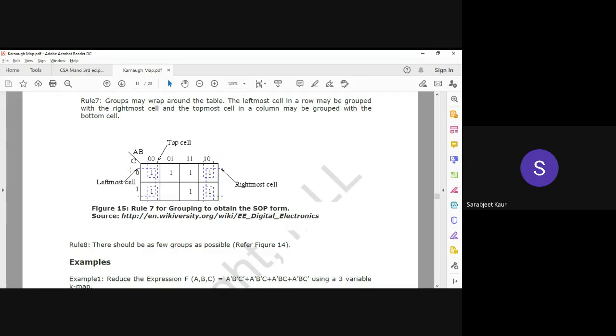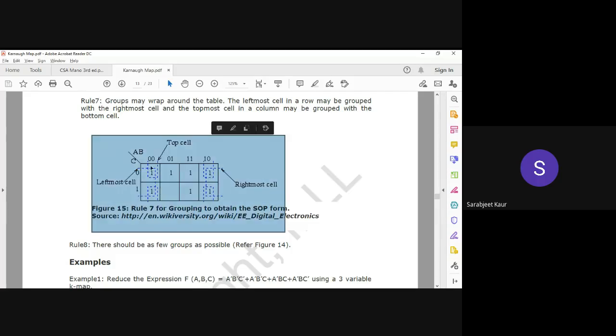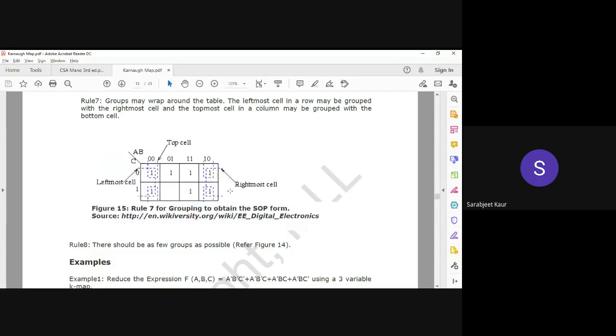We are either forming a quad this way, these two together and these two together making one quad, or the other way. So this will make more sense in a four variable Karnaugh map actually. These four corner cells can also be joined to form a quad. Is this okay? Yes, ma'am.